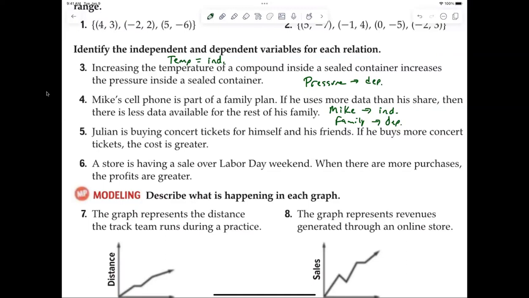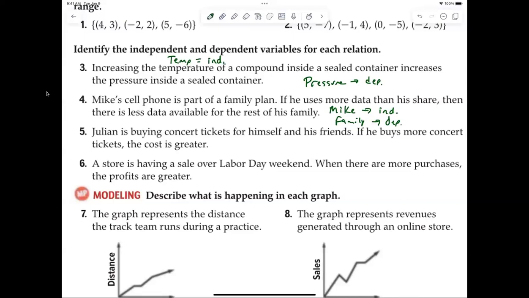And finally, a store is having a sale over Labor Day weekend. When there are more purchases, the profits are what? Greater. So someone else, tell me what. Good for you, bud. Is the amount of purchases the independent? That is correct. And the dependent is the profit? You are amazing. That's it. Simple, simple, simple. All right.